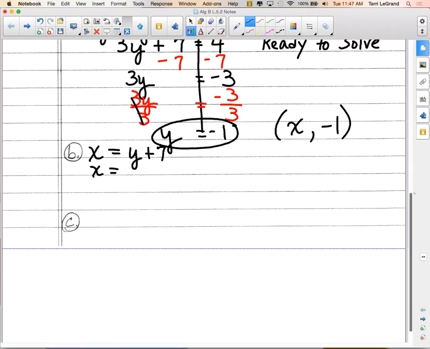X equals, we now know that y is -1. So we substitute -1 in for our y. And we say, oh, well, x is what? What's -1 plus 7? It's 6. So we now have our x value. On a graph, these two lines would cross where? At ordered pair 6, -1.